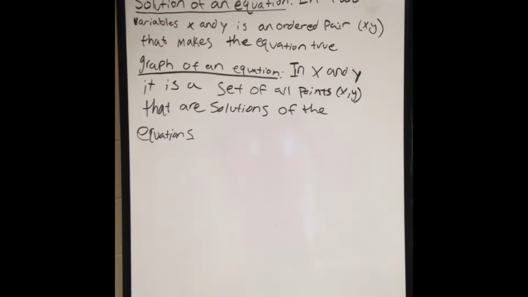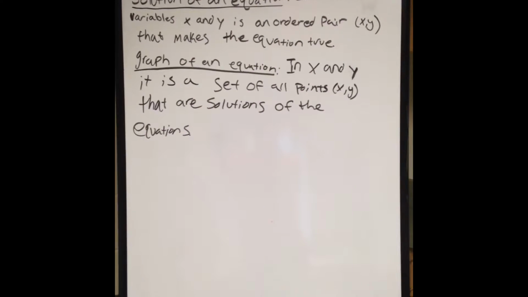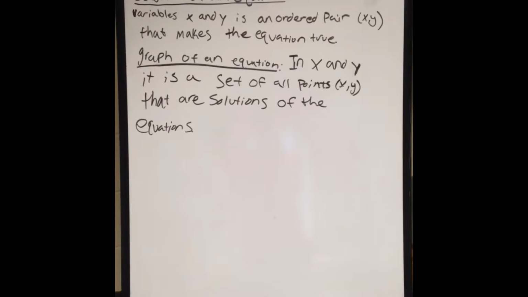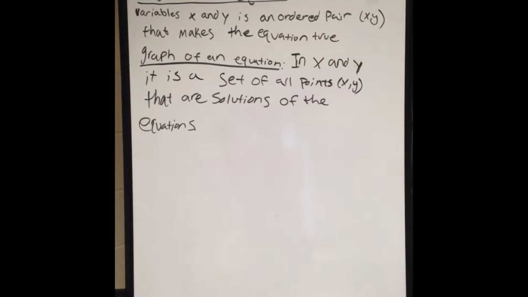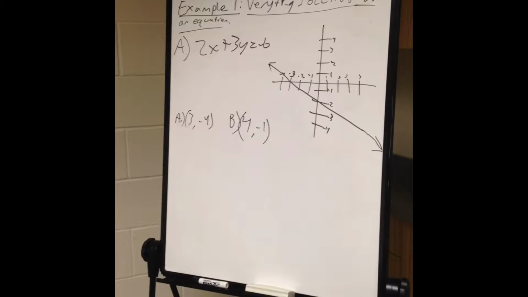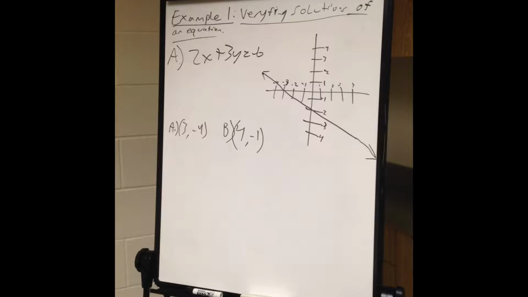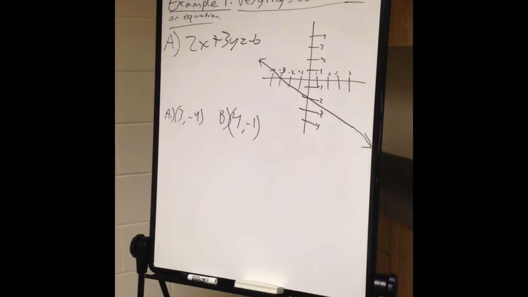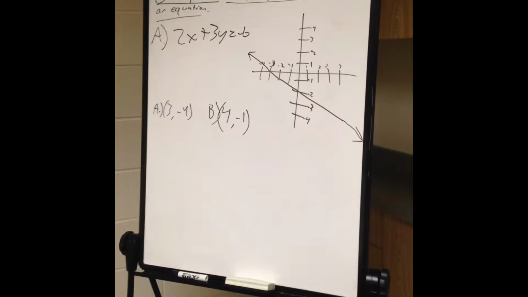An equation in two variables, x and y, is an ordered pair (x, y) that makes the equation true. The graph of an equation in x and y is the set of all points (x, y) that are solutions of the equation. In this example of verifying solutions of the equation, use the graph to tell whether the point lies on the graph of 2x plus 3y equals negative 6. Justify your answer algebraically.